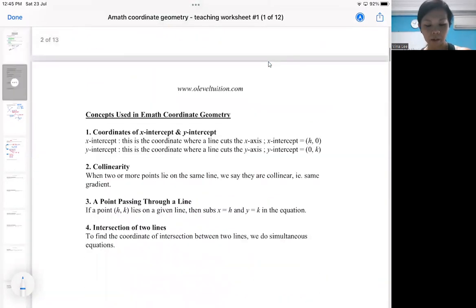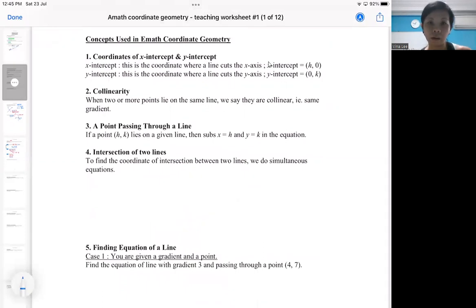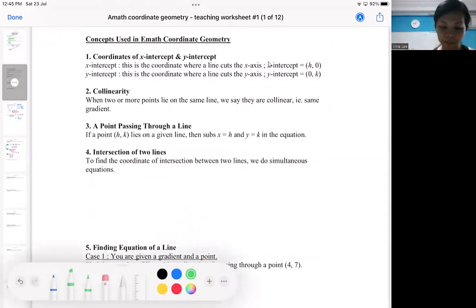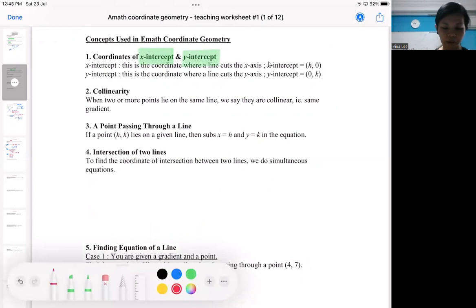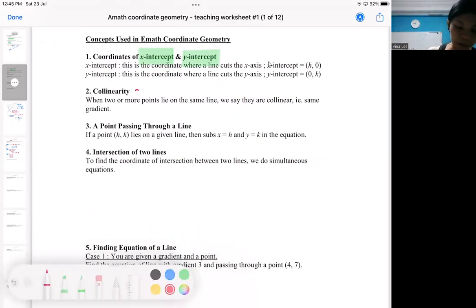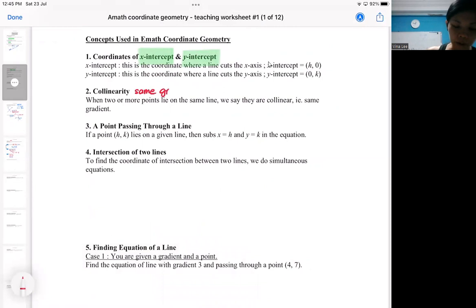Okay, moving on, you also learn about x-intercept and y-intercept. So that is still applicable, and it's very much in use. And then same gradient, collinearity always means same gradient. We also use this a lot in AMath because you will come into shapes like parallelogram, where you got same gradient. Like square, rectangle, all these, we got lengths that are same gradient.